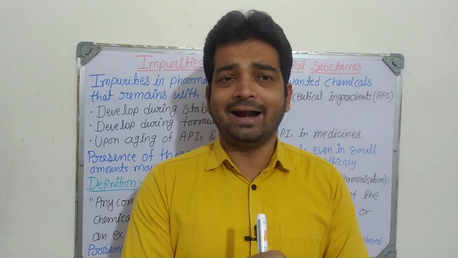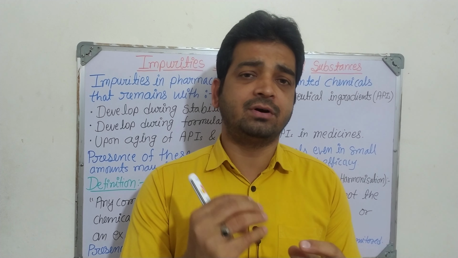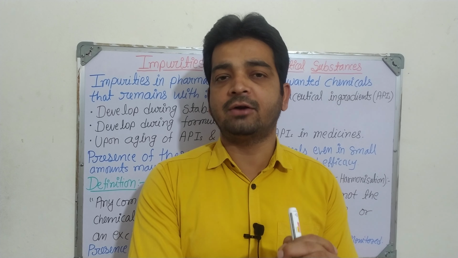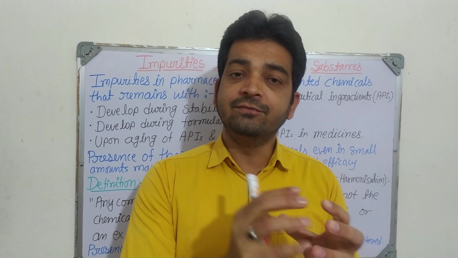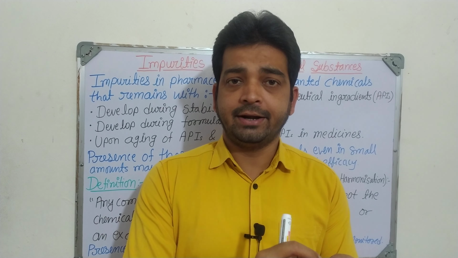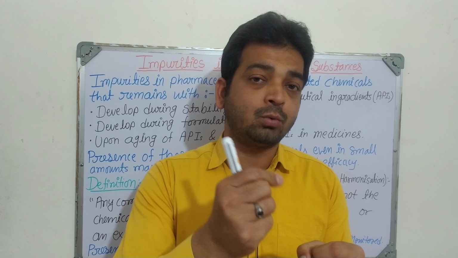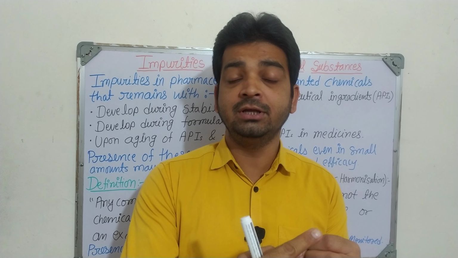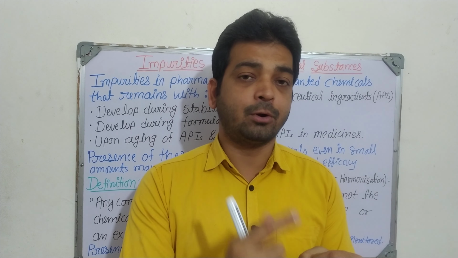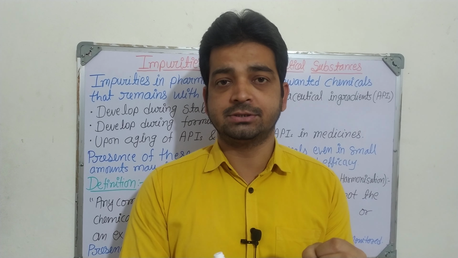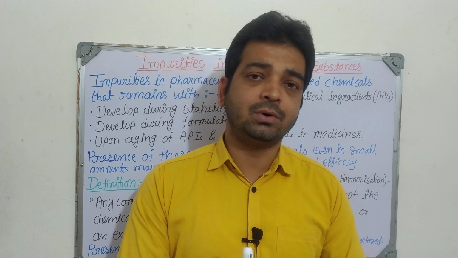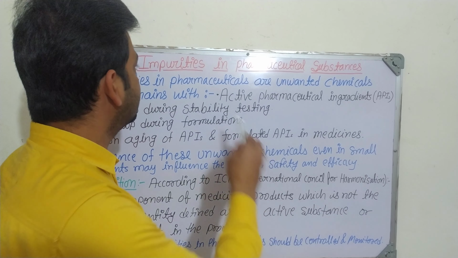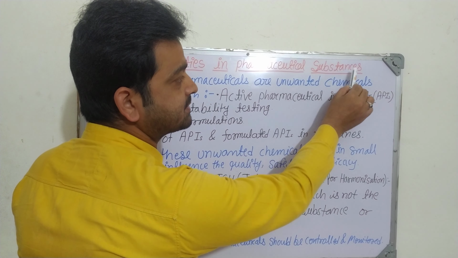Along with that, there will be some types of unwanted chemicals which are not actually required in that pharmaceutical substance, but even so they will be there. The presence of those unwanted chemicals will directly or indirectly affect the therapeutic value or therapeutic property of that particular pharmaceutical. So let us try to understand what impurities actually are. The topic is impurities in pharmaceutical substances.